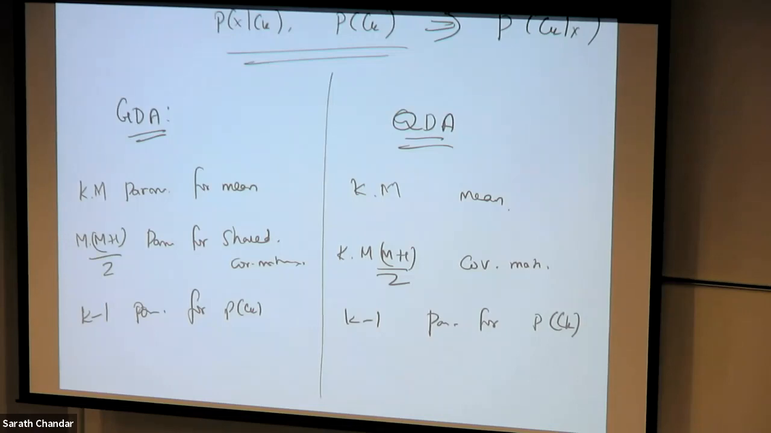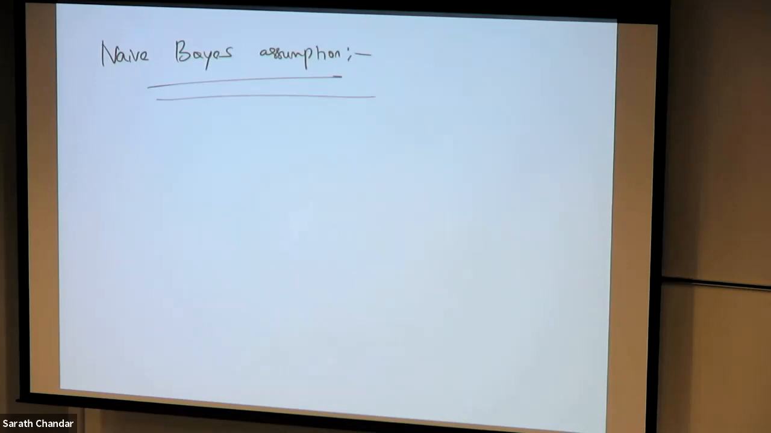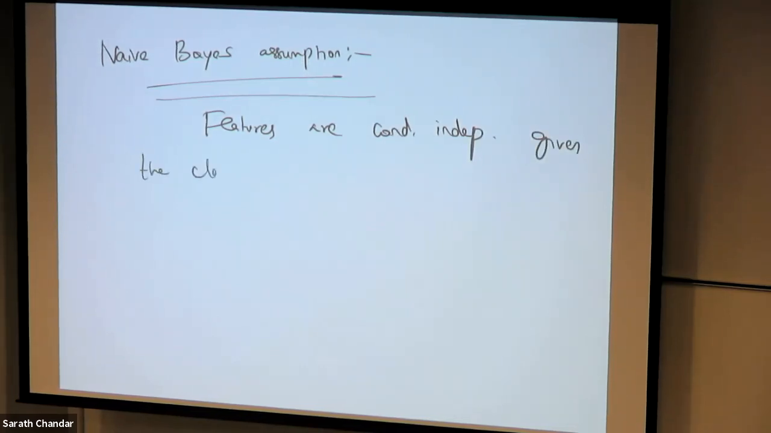Now there is actually another way in which we can reduce the number of parameters that you're using in both these approaches, and hence have an algorithm which has fewer parameters but is still nonlinear like QDA. That comes from what we are going to discuss now, which is the naive Bayes assumption. The assumption is that the features are conditionally independent given the class label.